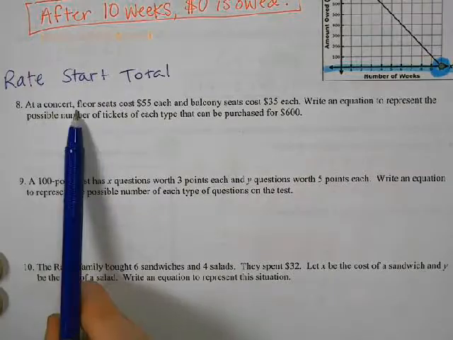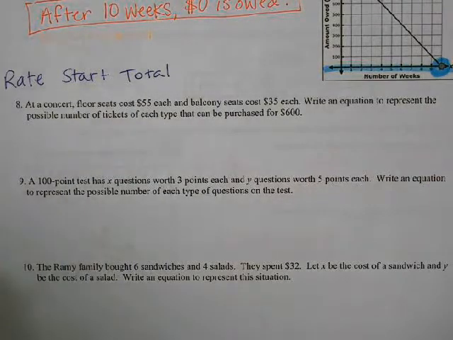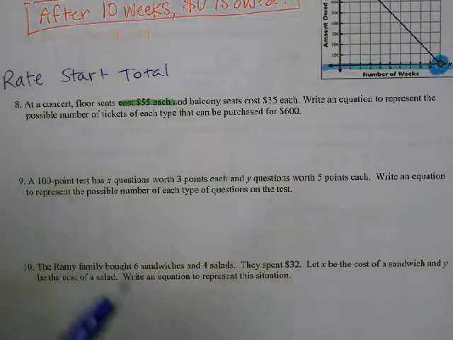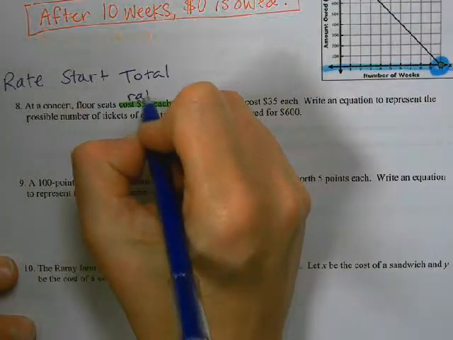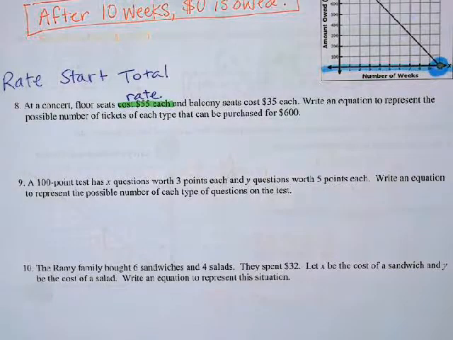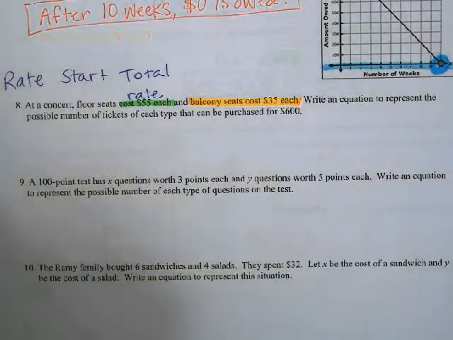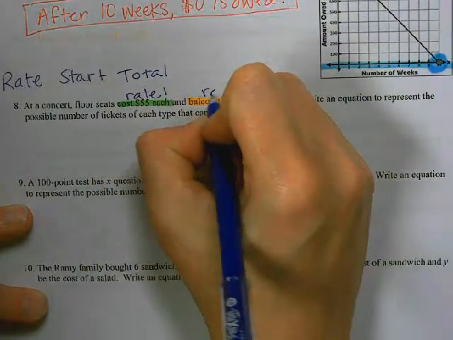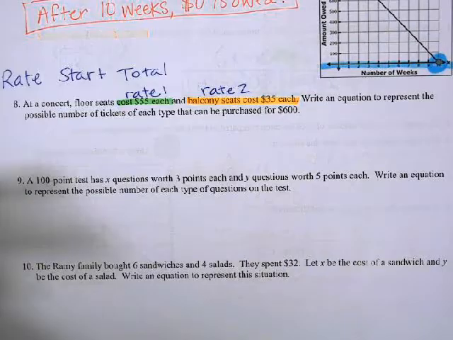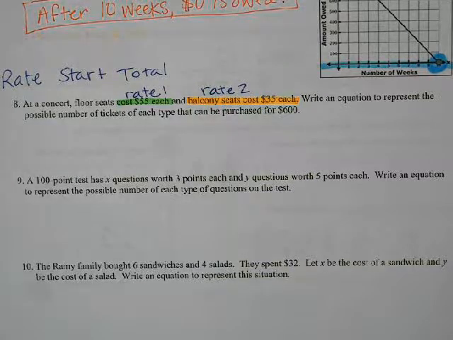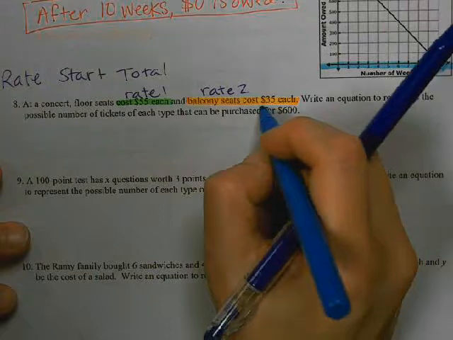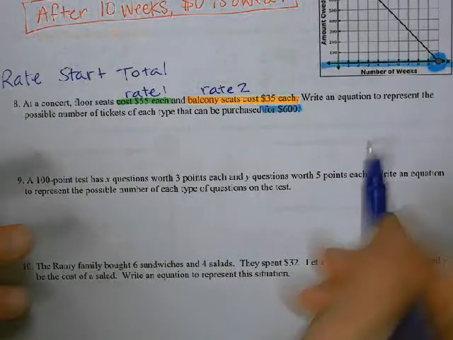So we're reading through. At a concert, floor seats cost $55 each. That's a rate. Balcony seats cost $35 each. Ooh, that's another rate. Anytime we have two rates, we're going to use that fun one that's really easy to do, and that's AX plus BY equals C. That's standard form. And then it says, write an equation to represent the possible number of tickets that each type can be purchased for $600. So that's my total.